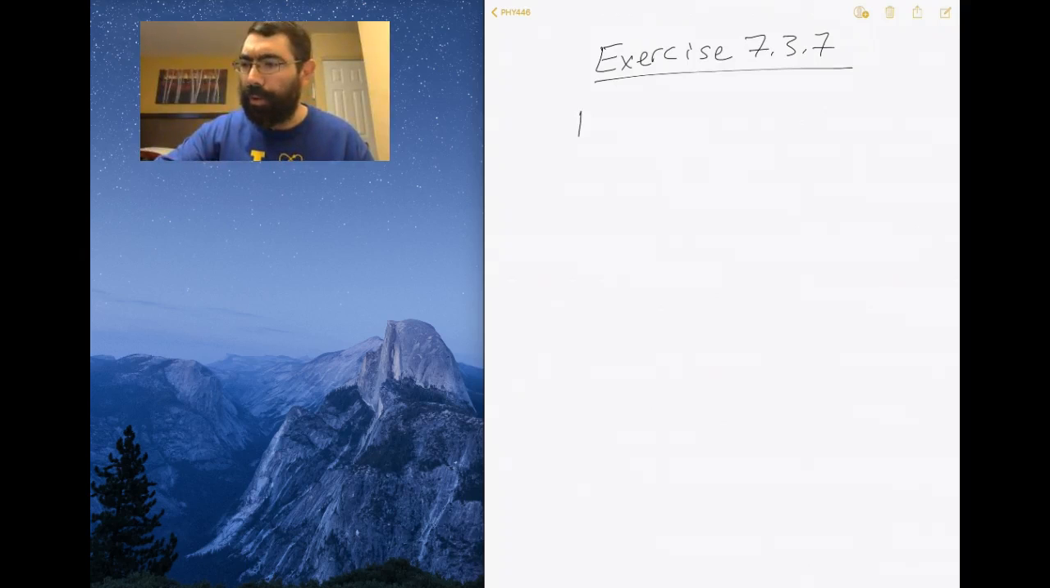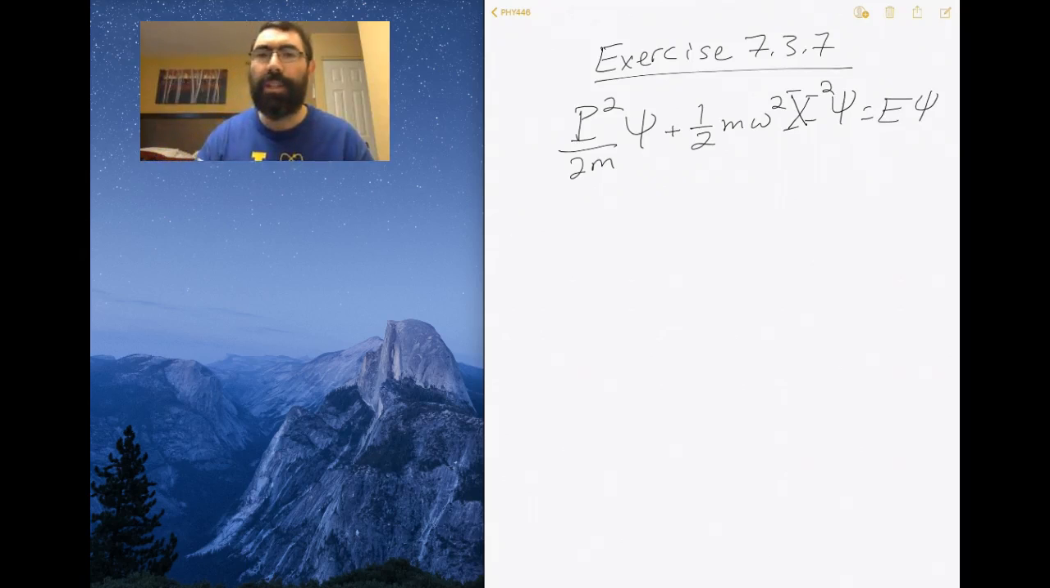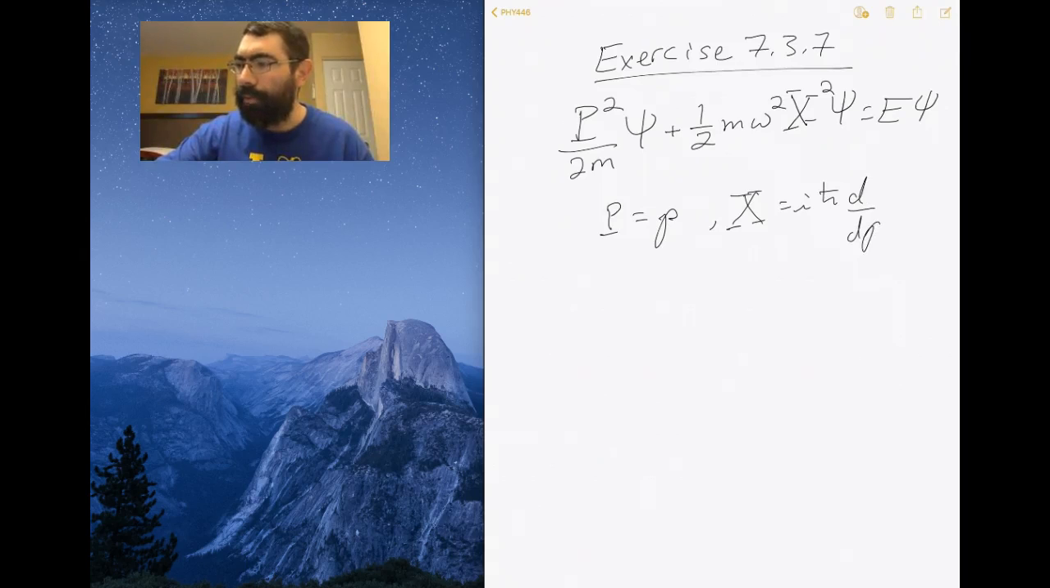So we're going to start with our standard Schrodinger equation with the kinetic energy times the wave function plus the potential energy for the harmonic oscillator times the wave function is equal to the total energy times the wave function. Now in momentum space, if you remember, the operator for momentum is just the momentum, and the operator for the position is i h bar, the derivative with respect to momentum.